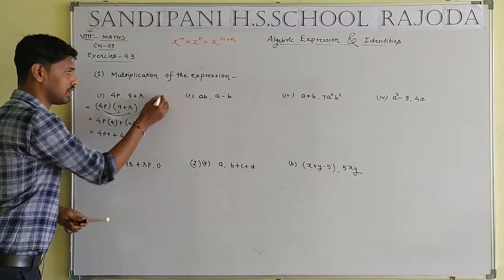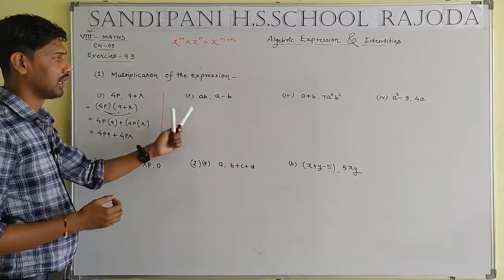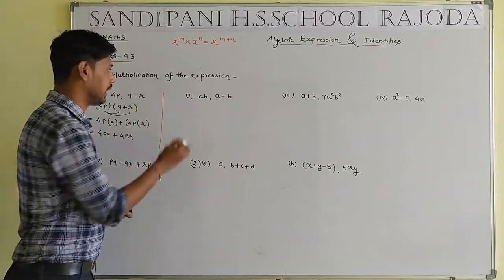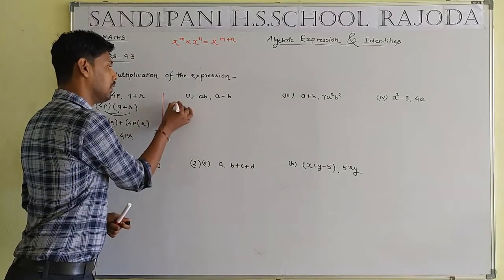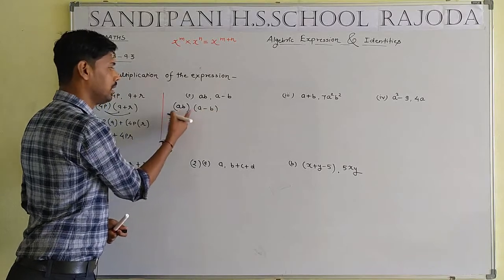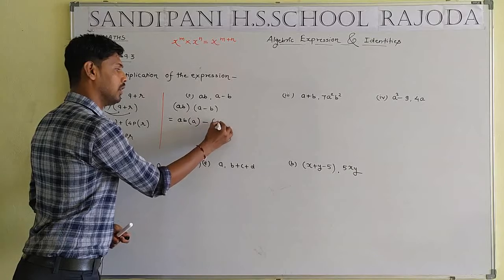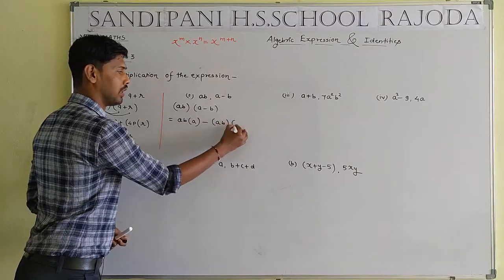Students, now we take the second question of question number first. We have to multiply AB and A minus B. AB multiplied by the first term, and AB also multiplied by B.